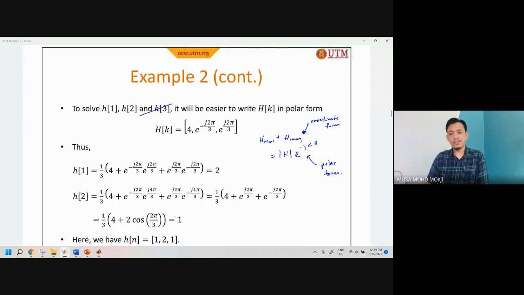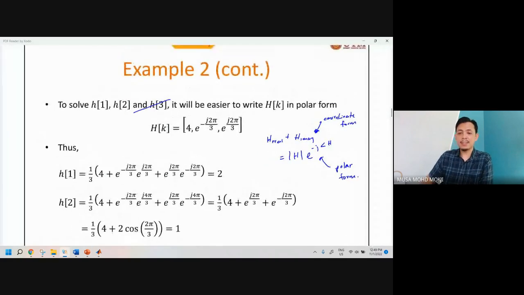All right, so enough for the maths revision, a lot of maths. But hopefully it makes things easier, because we need to solve this. Now we have H[k] equals to 4. The magnitude is 1 for the second point, the second frequency here. So this is e to the minus j2 pi over 3, and this is e to the j2 pi over 3, right? Our frequency response in polar form.